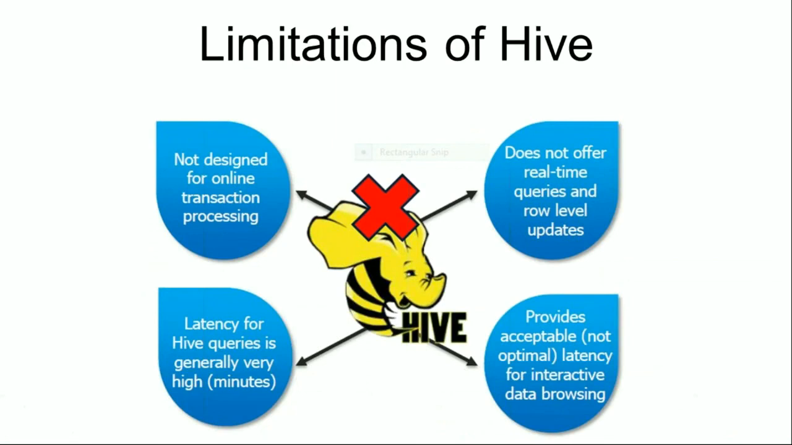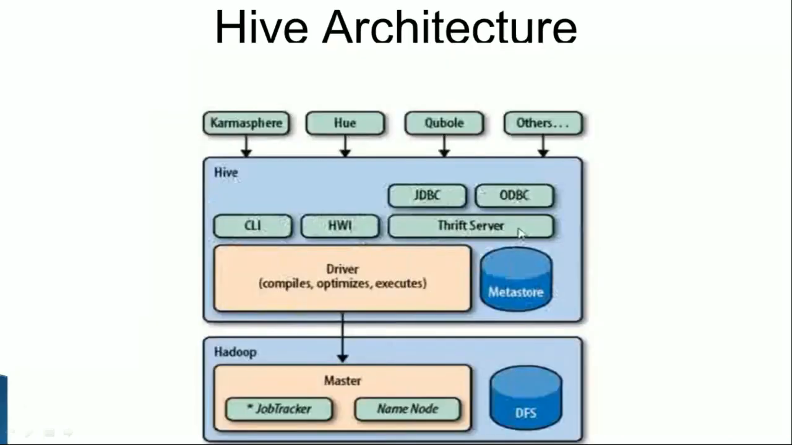Because Hive is running on top of Hadoop, it has all the problems of not suiting online processing and not suiting real-time processing, and it is slow with respect to queries, since it is not a real-time thing, and it is not suitable for interactive data processing.